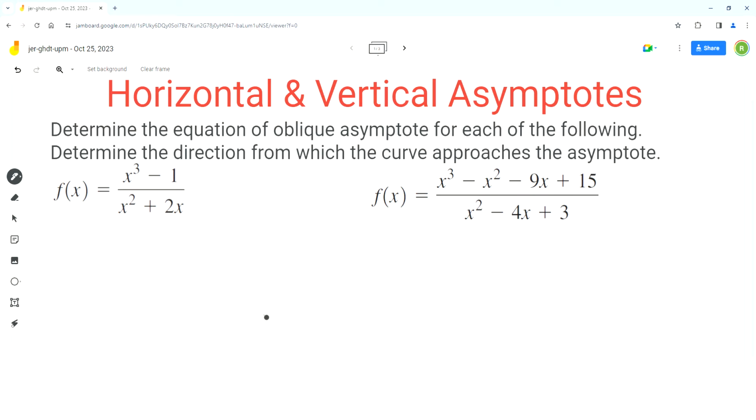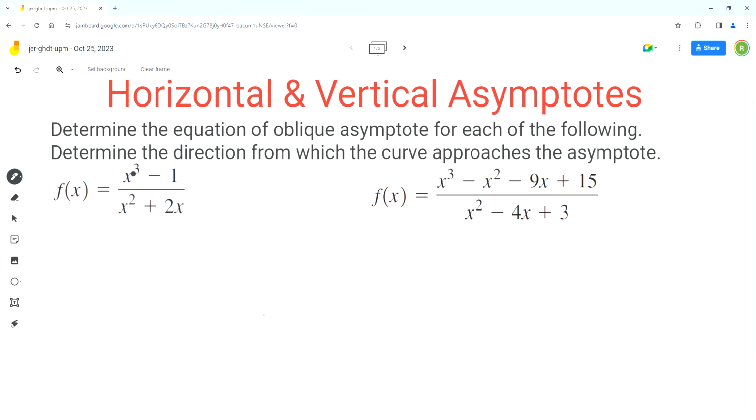So in this video, we'll solve this problem using the concepts of oblique asymptotes. As per the problem, determine the equation of oblique asymptote for each of the following and determine the direction from which the curve approaches the asymptote. So let's start with the first function.